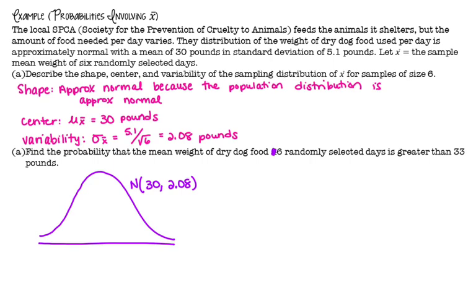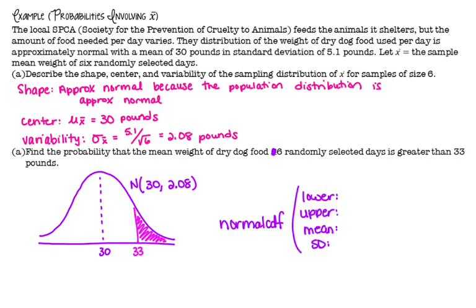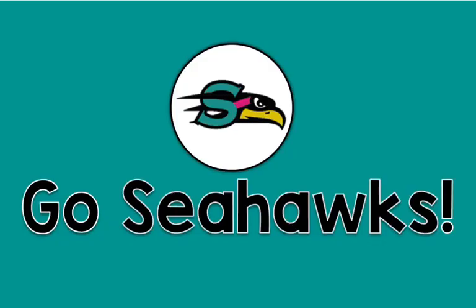So we have a normal distribution with a mean of 30 and a standard deviation of 2.08. 30 is in the center. We're going to go to 33, shade above, greater than, and then I could do a normal CDF. My lower bound would be 33. My upper bound would be 99999. My mean is 30, and my standard deviation is 2.08. That gives us 0.0746. All right, go Seahawks.